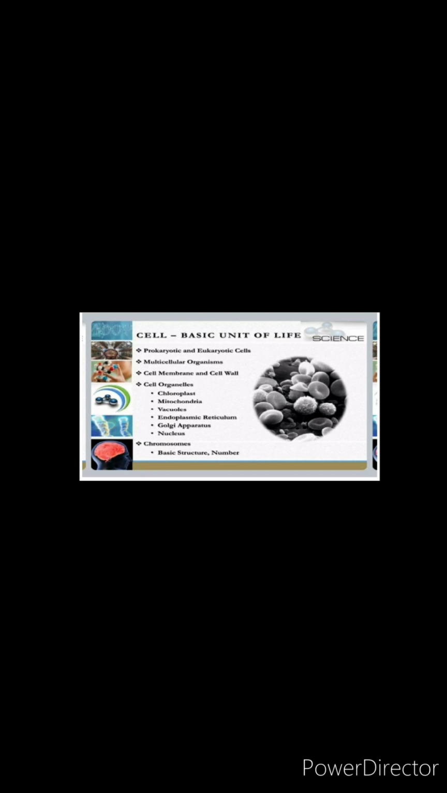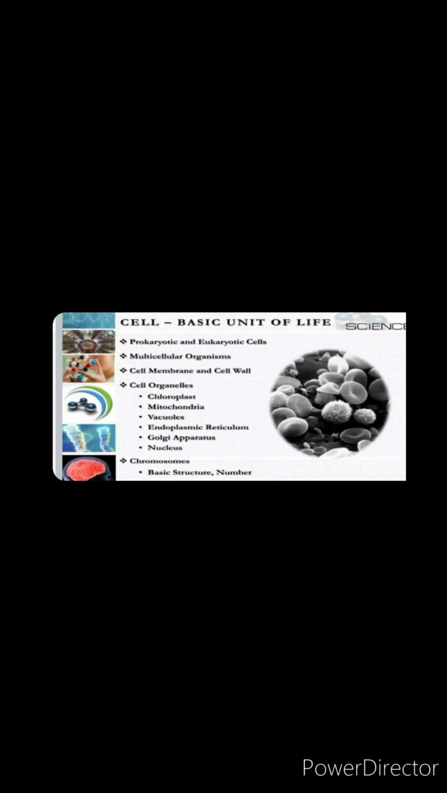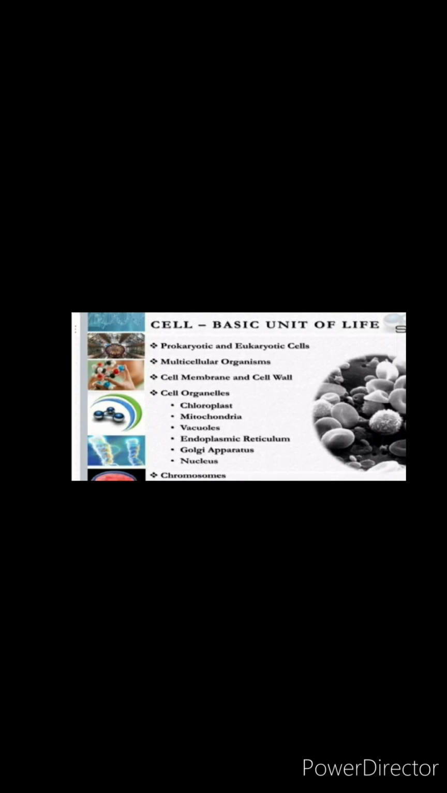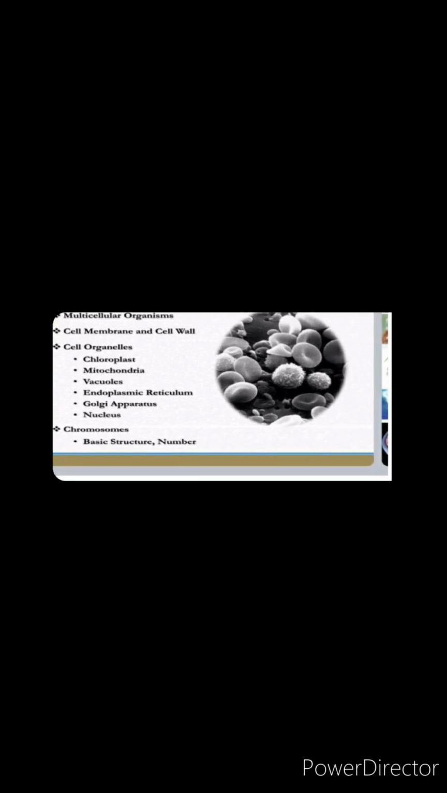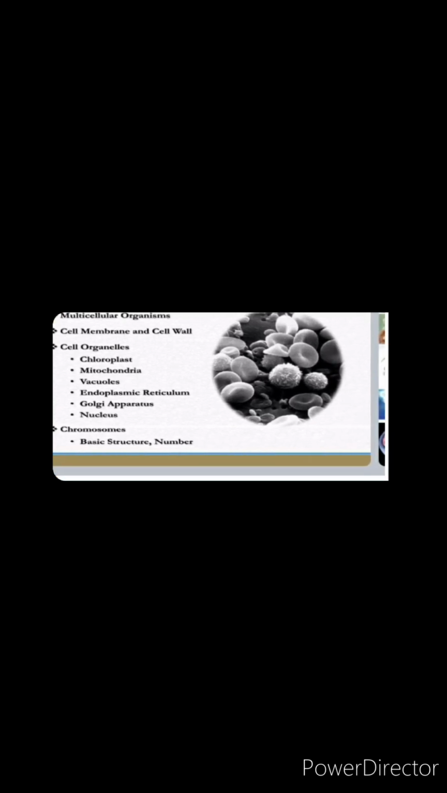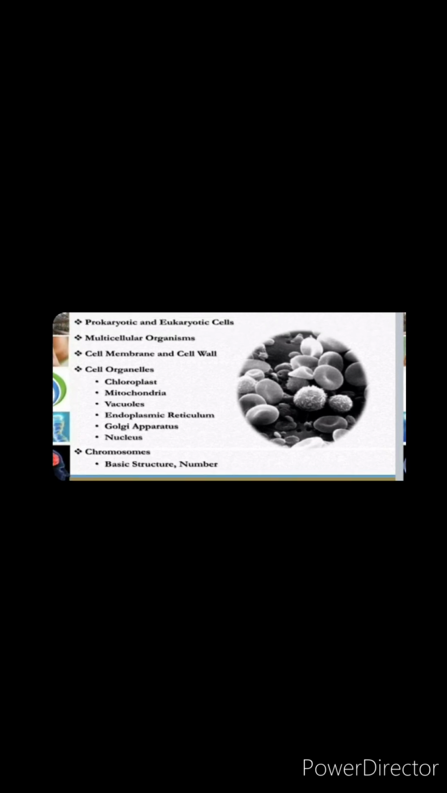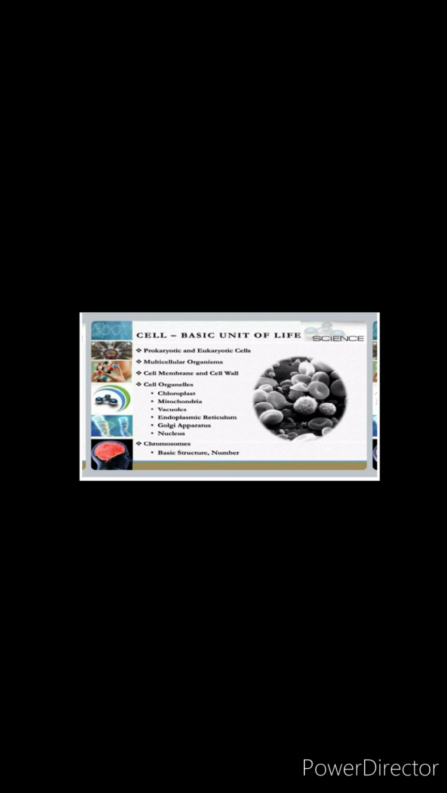Now, cells are of two types: prokaryotic cells and eukaryotic cells. Then there are multicellular organisms, which have more than one cell. Then the cell membrane and cell wall are there to form a cell. And there are different kinds of cell organelles like chloroplast, mitochondria, vacuoles, endoplasmic reticulum, Golgi apparatus, nucleus, etc. So let's see each one in detail.